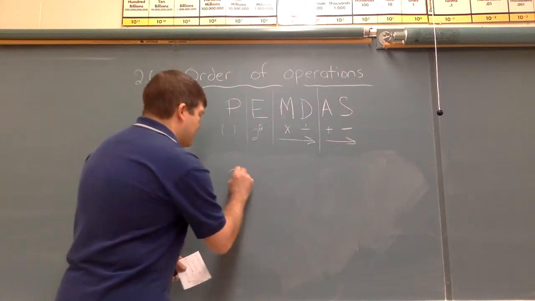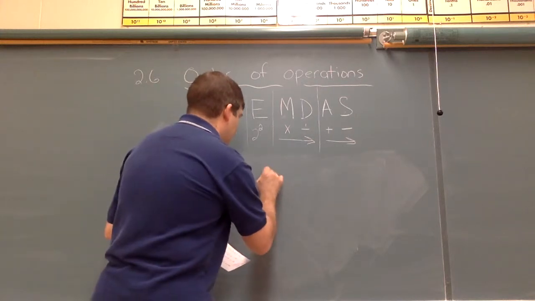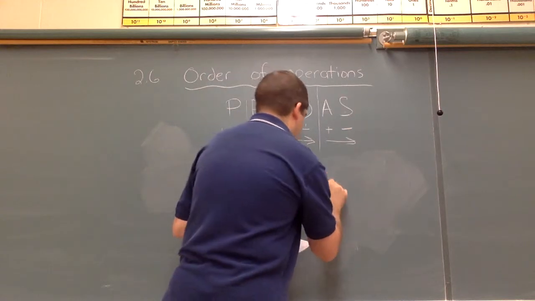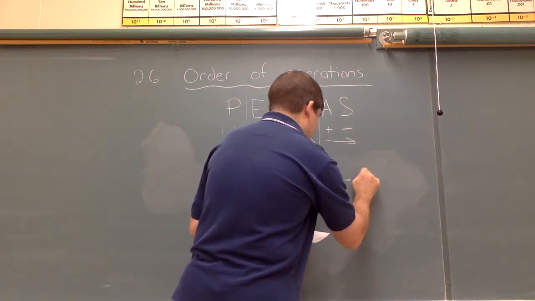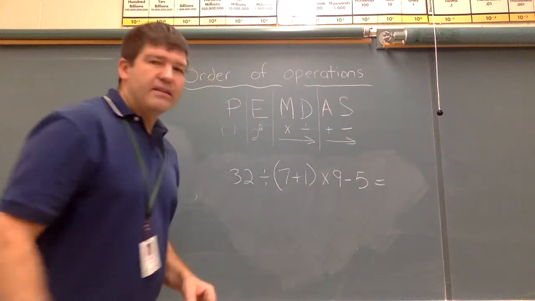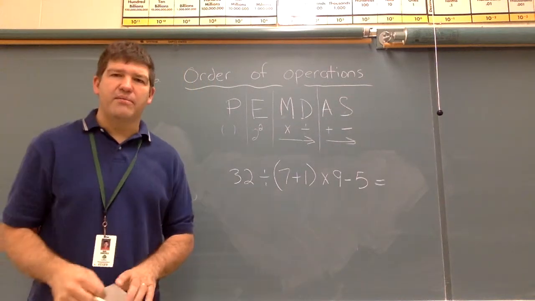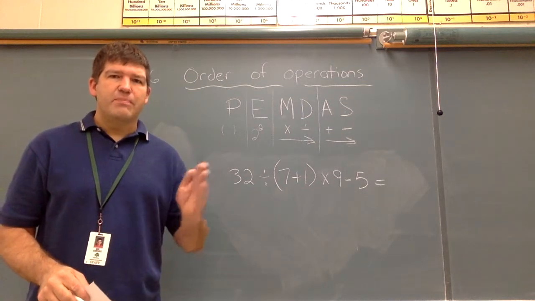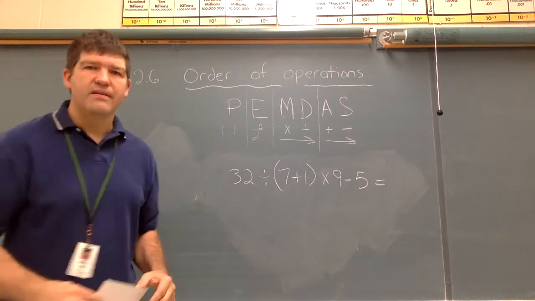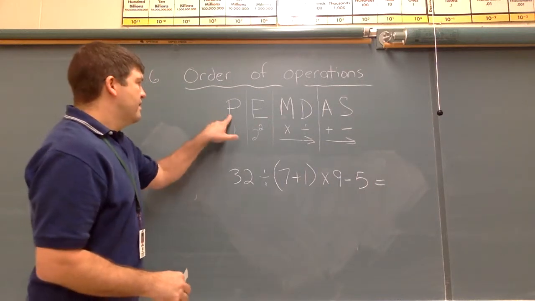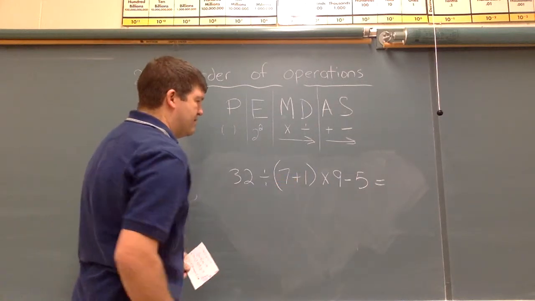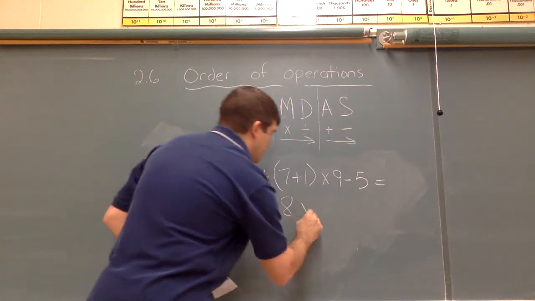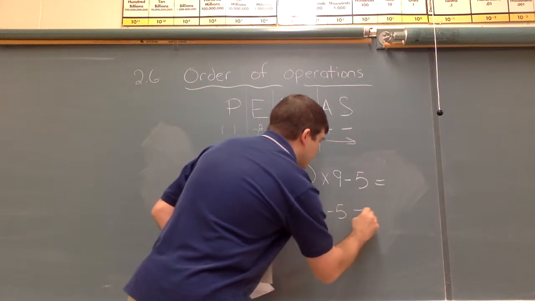Two more to go. Let's do 32 divided by (7 plus 1) times 9 minus 5 equals. Lots of different parts to this problem, and so we really have to be careful to make sure we follow our procedures step by step. Please excuse my dear Aunt Sally. So let's start with the P, parentheses. I have one parentheses here. So 32 divided by 8, times 9 minus 5 equals.